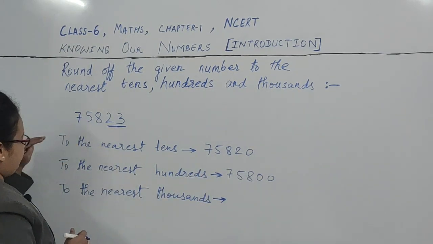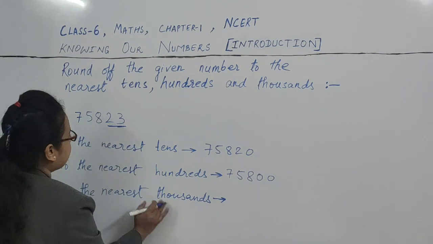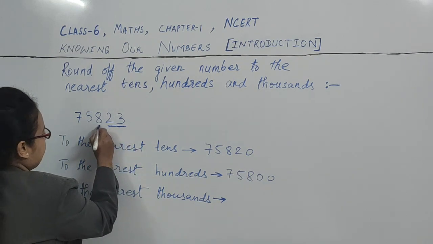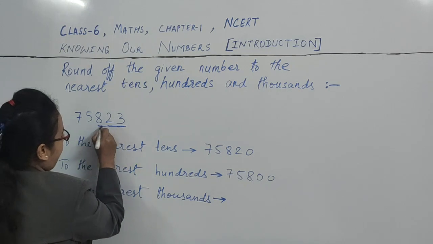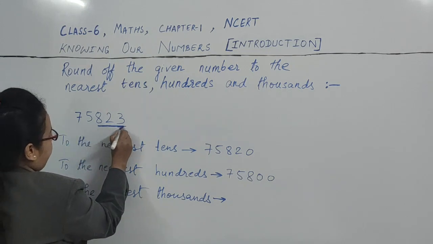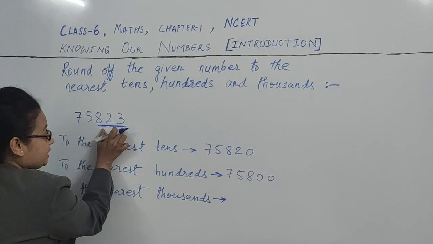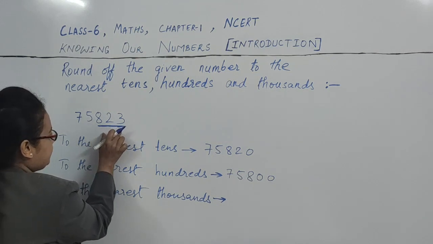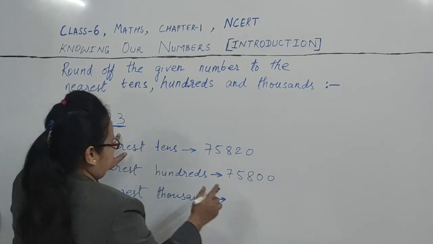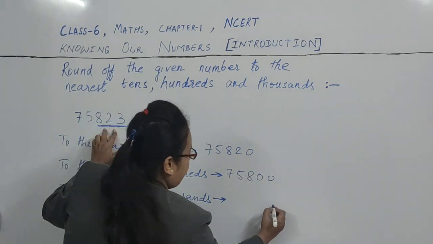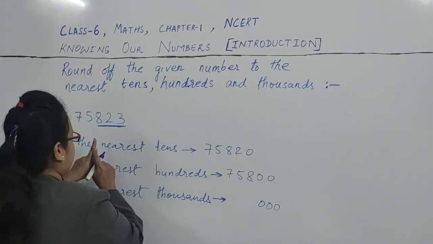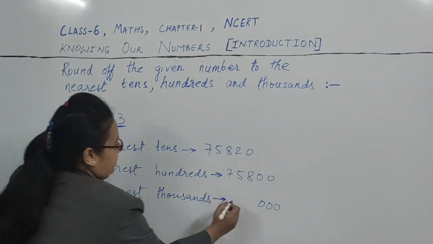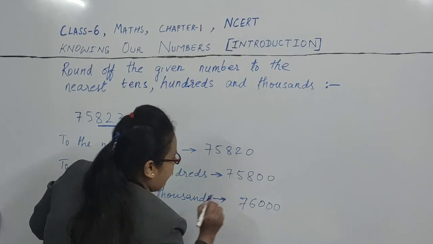Now this same number I will round off to the nearest thousands. Ones, tens, hundreds, thousands. So what we will do? We will look at the digits before thousands. This number is more than 500. So this will be rounded off to 1000 and it will become 1000. So these 3 digits will be 0, 0, 0, 1000. It has become 1000. So this 1 plus 5 will be 6 and 7 will be as it is.